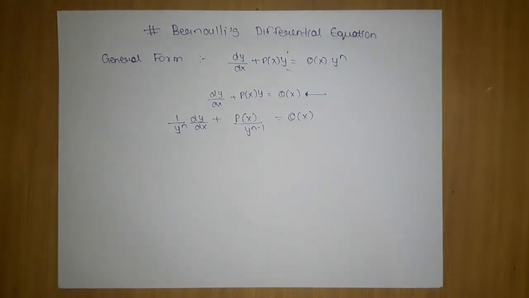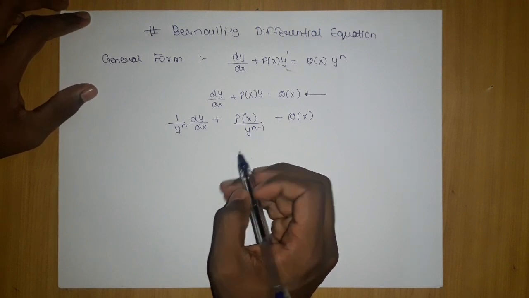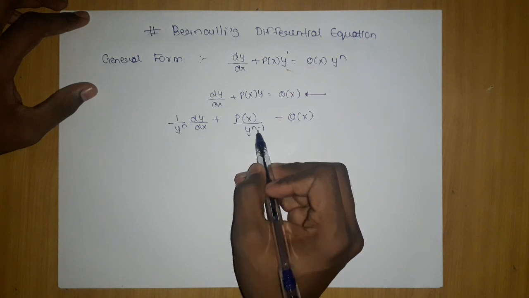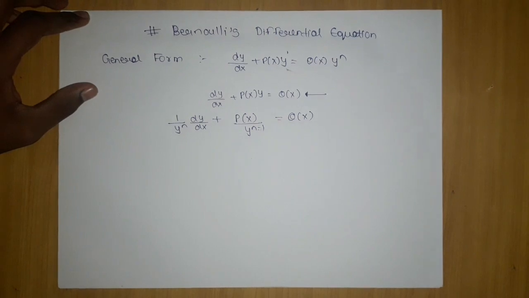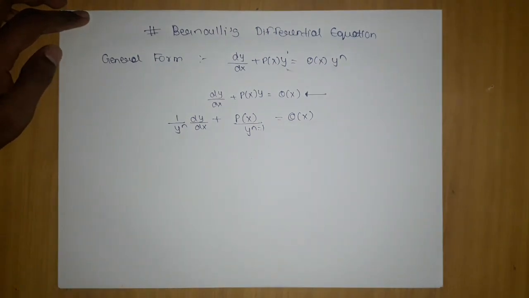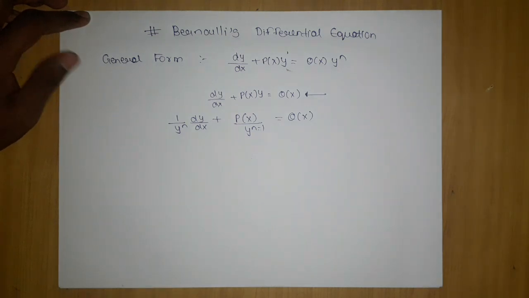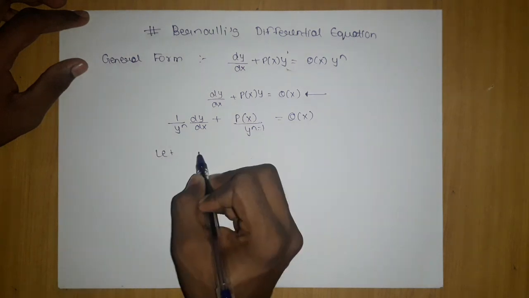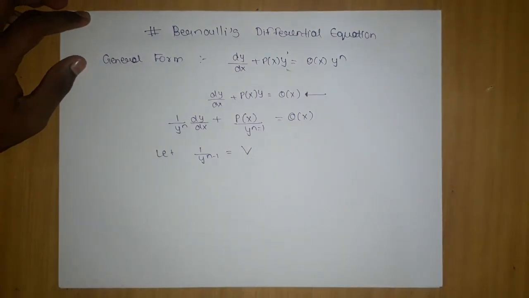So what you are going to do is consider the p of x attached part, 1 upon y power n minus 1, as a new variable v, to eliminate this 1 by y power n and create a new linear differential equation by substitution. So let 1 by y power n minus 1 be equal to v.